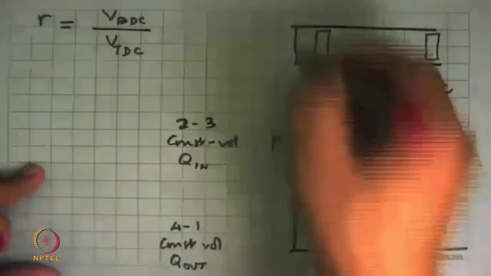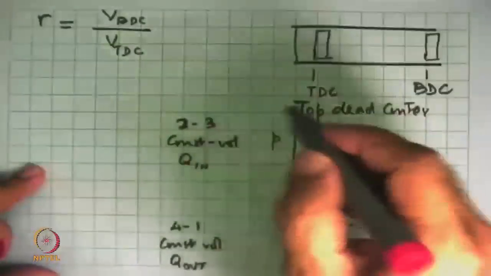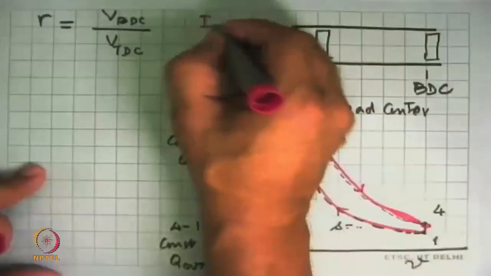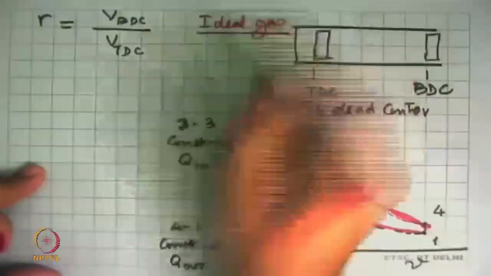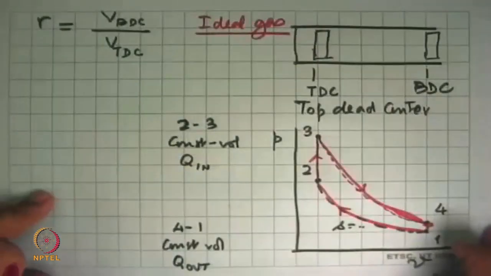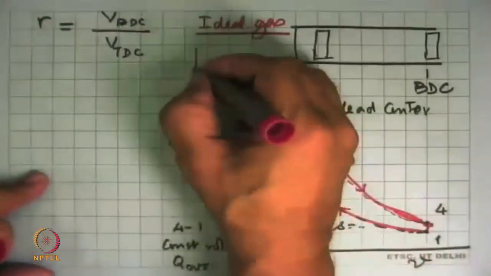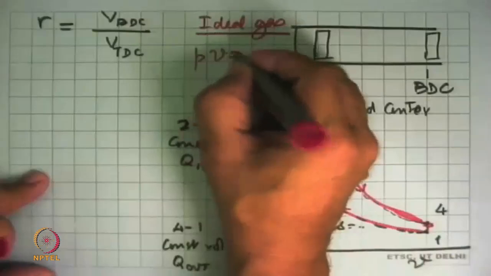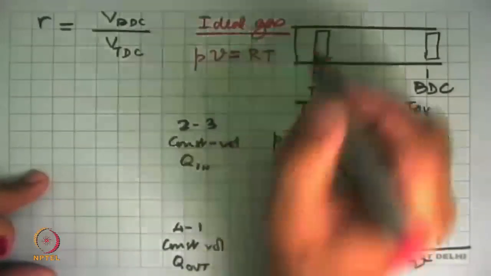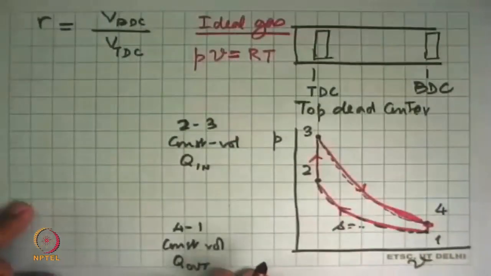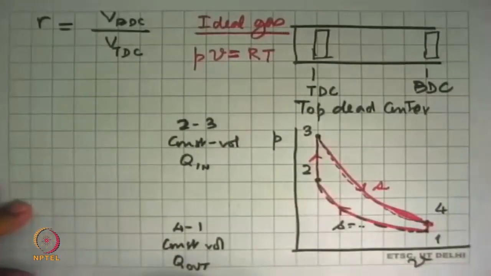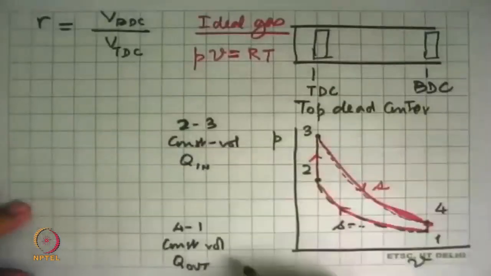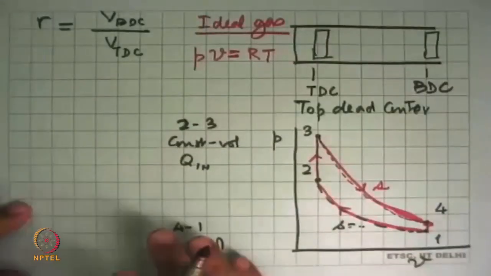and whatever is the substance inside this, in all these cycles we assume that the substance is an ideal gas. So PV equal to RT is the equation of state. This can be applied. This is an isentropic process. This is an isentropic process. And we can start doing the complete analysis from everything that we have learned.